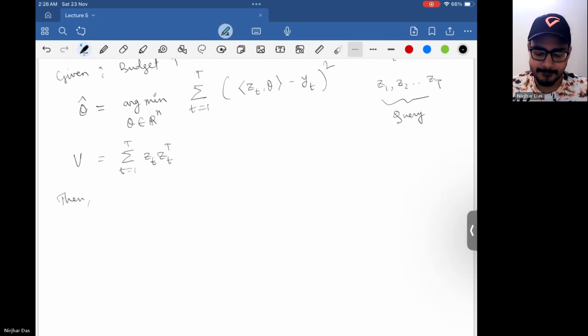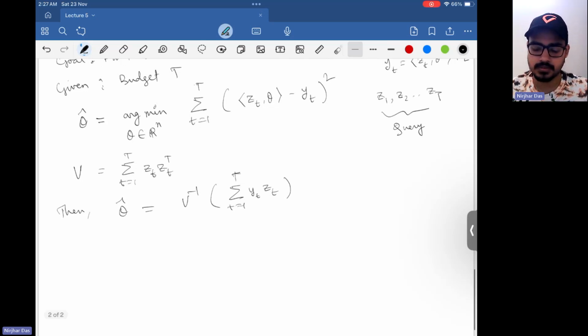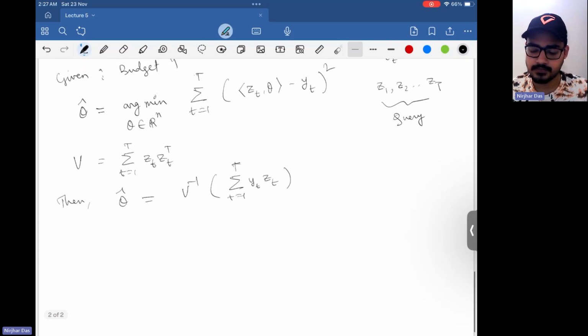If you define V this way, then the estimator has a closed form solution, which is given by V inverse times the summation over t equals 1 to T of yt zt. And how do you get this closed form? Basically, take a derivative. It's an unconstrained minimization problem. Take a derivative, set that to 0, and solve the linear equation that we end up getting. We get this nice form.